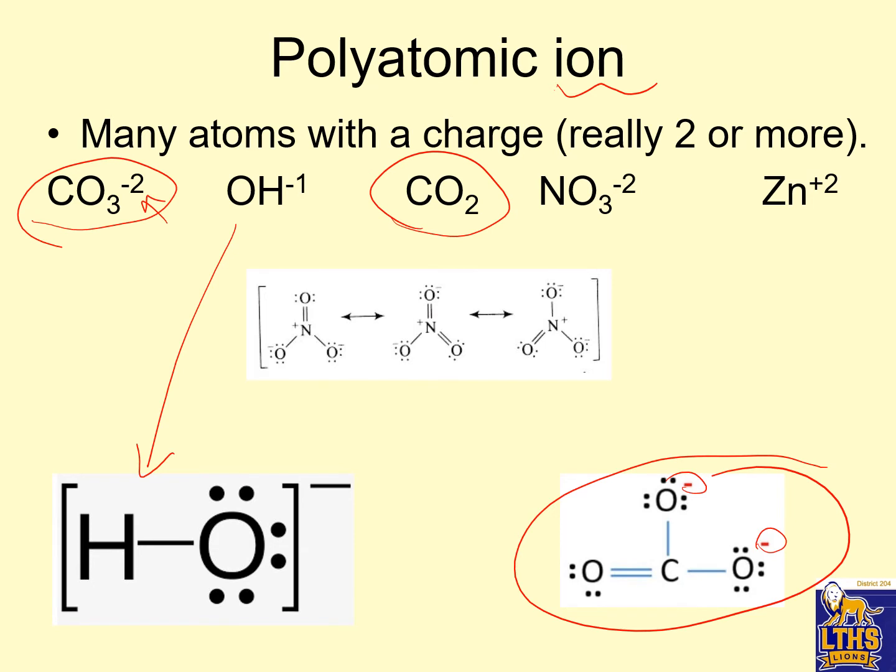NO3 -2 is called nitrate, and it's an ion. It has an extra 2 electrons, but it's nitrogen and oxygen covalently bonded. So it's a group of atoms working together, but they have extra electrons. And then zinc, yes, it's an ion because it has charge, but it's not polyatomic, it's monatomic. Monatomic ion, because it's only got one atom with a charge.